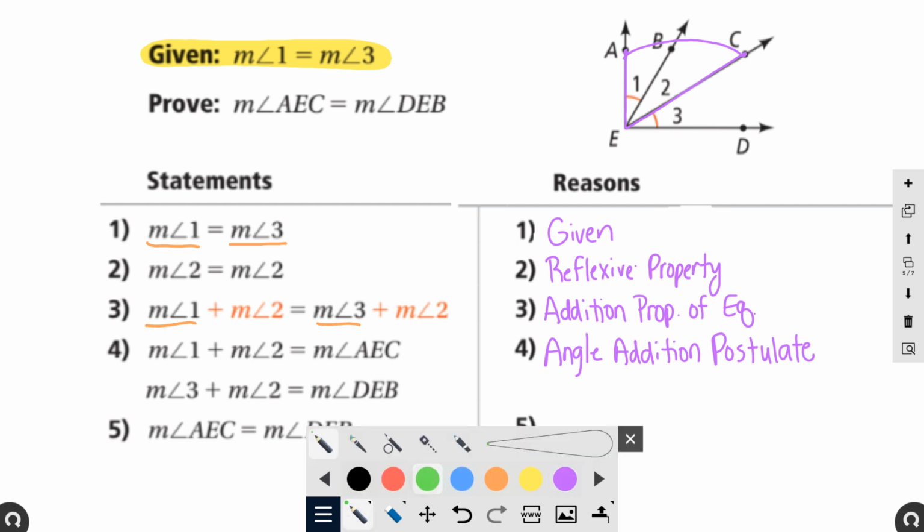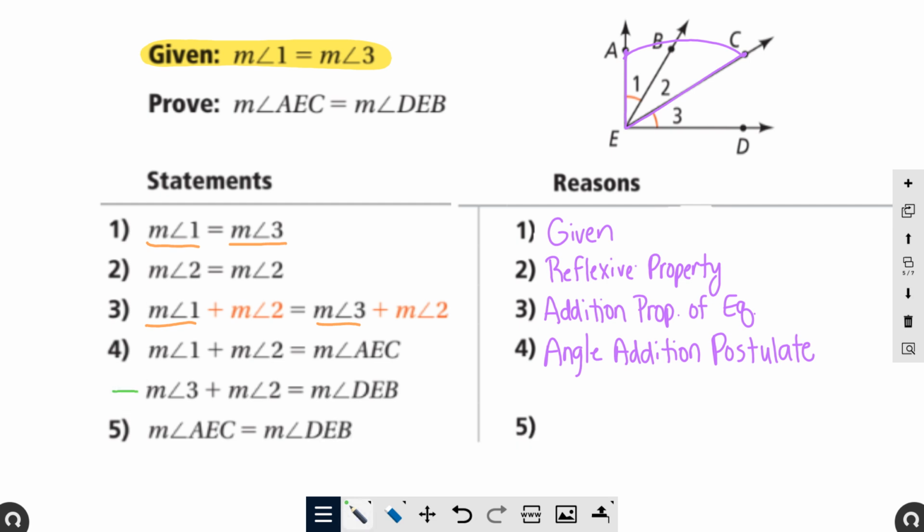Now notice it says the same thing, and I didn't write this down, but it says if you add angle 3 and angle 2 together, you get angle DEB. So if I were to trace out from D to E to B, that's this whole angle, which is made up of angles 2 and 3.